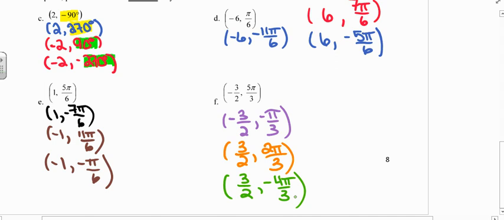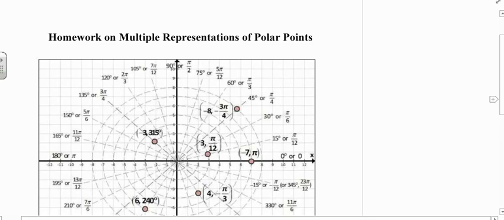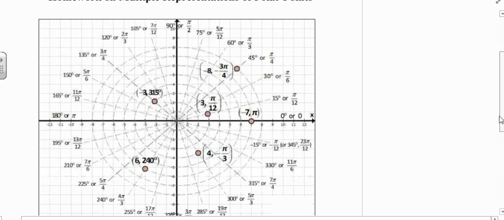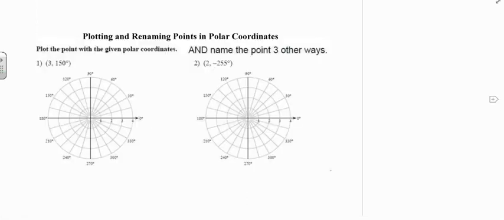All right, that's all I have for you today, folks. There are no questions to answer in Delta Math. Your homework is going to be on page 9 where there are no directions, but I'm going to say I want you to name each point in 4 different ways, so give 3 additional ways. And the same with page 10. Name each point in 3 other ways.